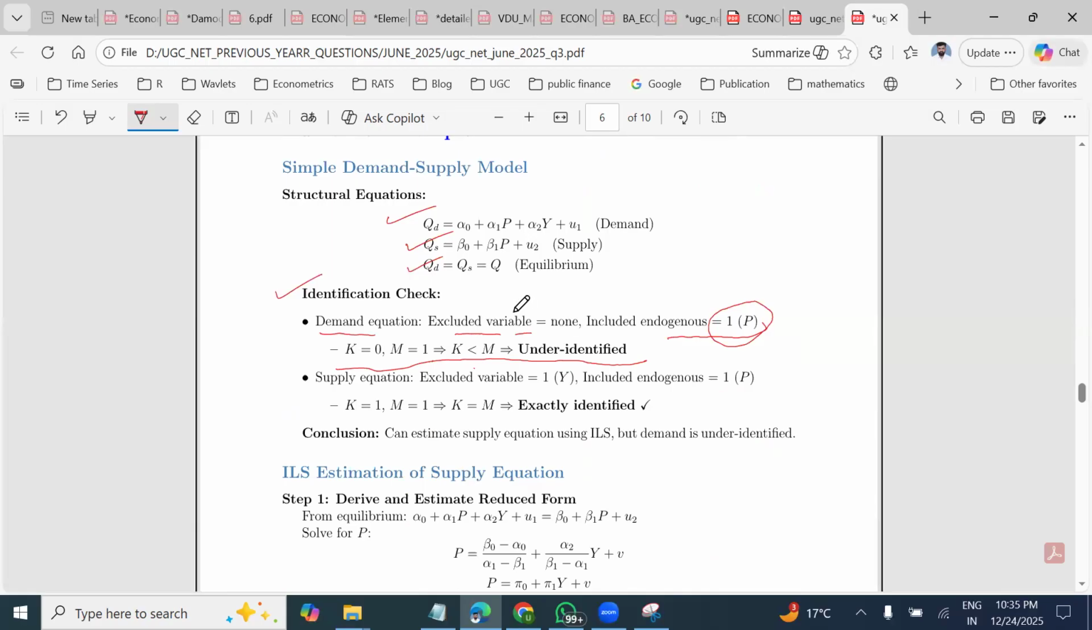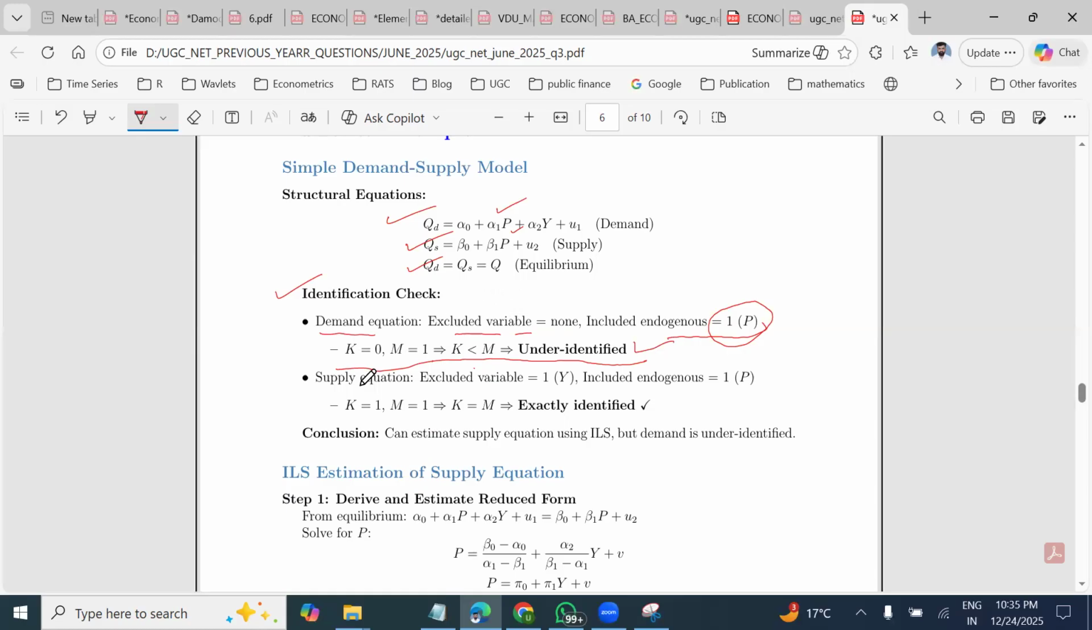And the endogenous variable is only one endogenous variable, which is here also and here also. The same one, you can say one endogenous variable. So k will be less than m. So in that way it is an under identified equation.